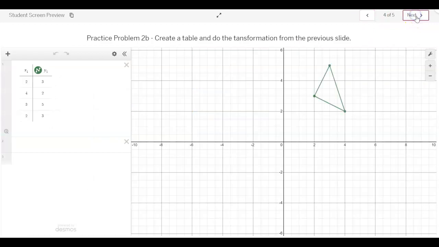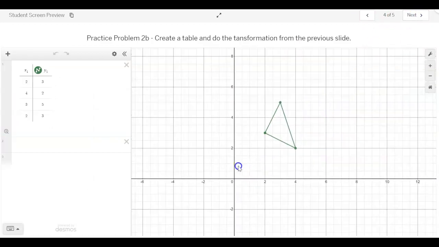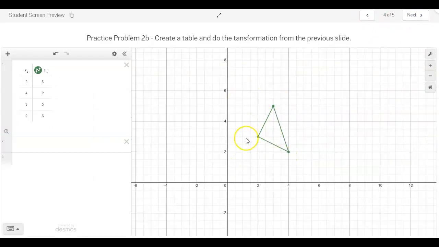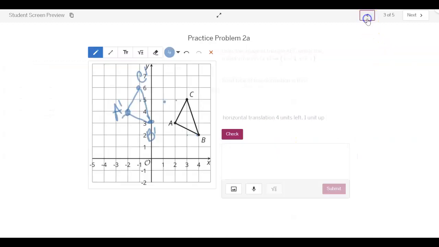Now notice, because of the position of the graph, it looks like it's in a little bit different place, but it's on the same coordinates. So now let's see the translation. They told us the translation up here. So instead of counting, we're going to put in this translation: x minus 4, y plus 1.